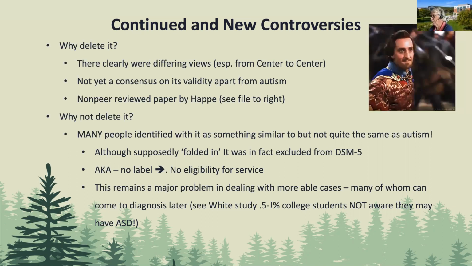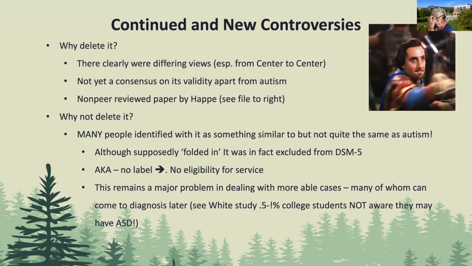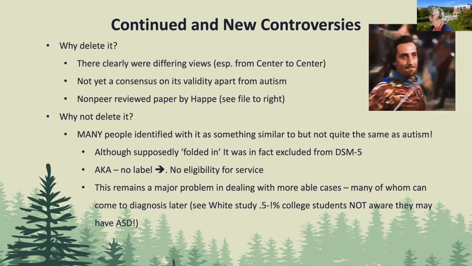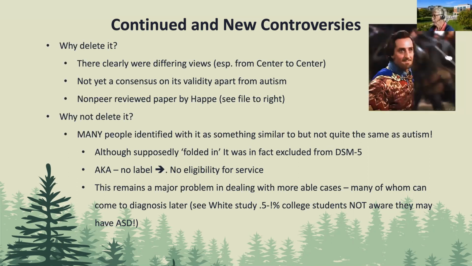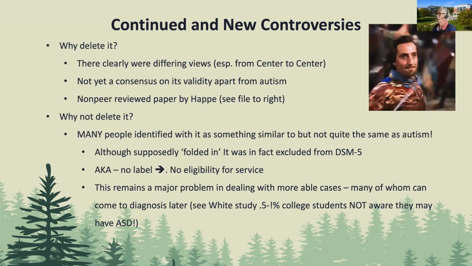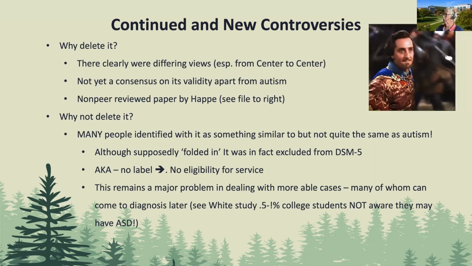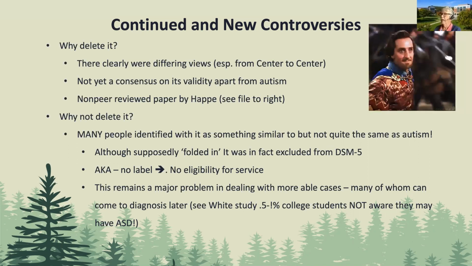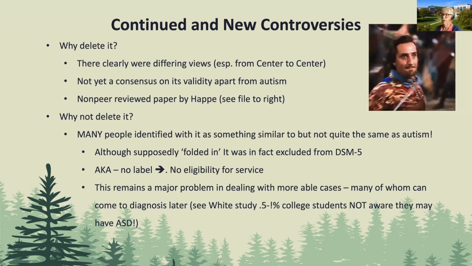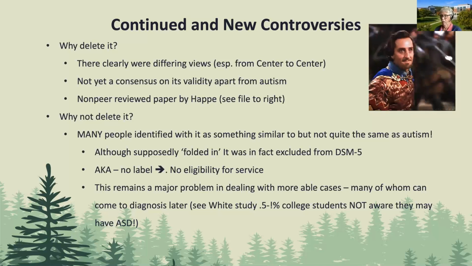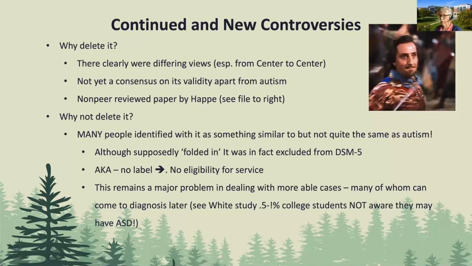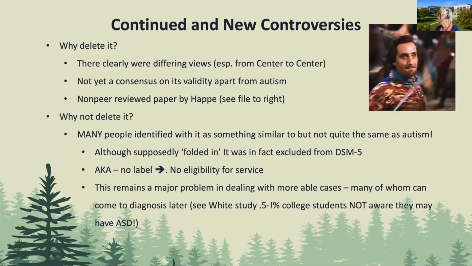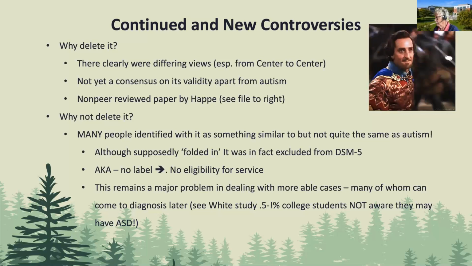Furthermore, it's a problem dealing with these more able cases that come to diagnosis later. A study by Sue White, cited in the reference list later on, took her incoming, I presume, psychology class and gave them 2 measures, one of a more categorical nature for autism and one of a more dimensional nature. She found between basically 0.5 and 1% of college students tested positive for autism, even though they didn't know they had it. Which is an interesting point, that there are people out there who haven't had services, who don't know they have autism, who may come to diagnosis later once it becomes clear as things become more difficult.